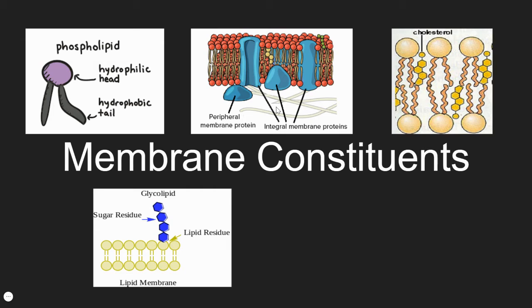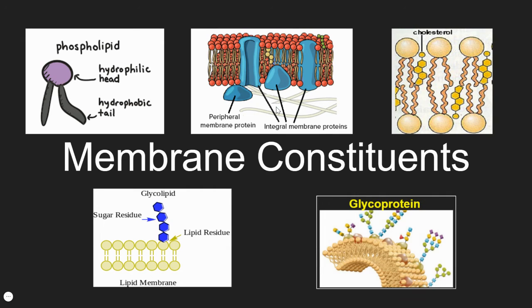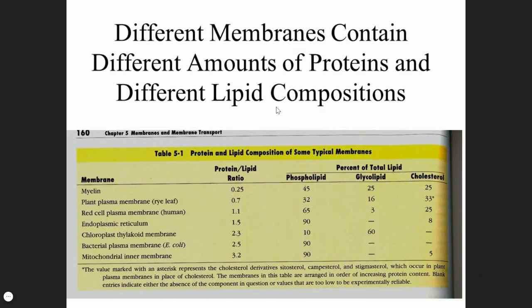You will also study about glycolipids and glycoproteins. So these are the 5 major components of the cell membrane, and you will study them under cell membrane structure in the upcoming tasks. Keep in mind that depending on the location and the function of the cell, different cells will have different ratios or proportions of lipids and proteins in them.